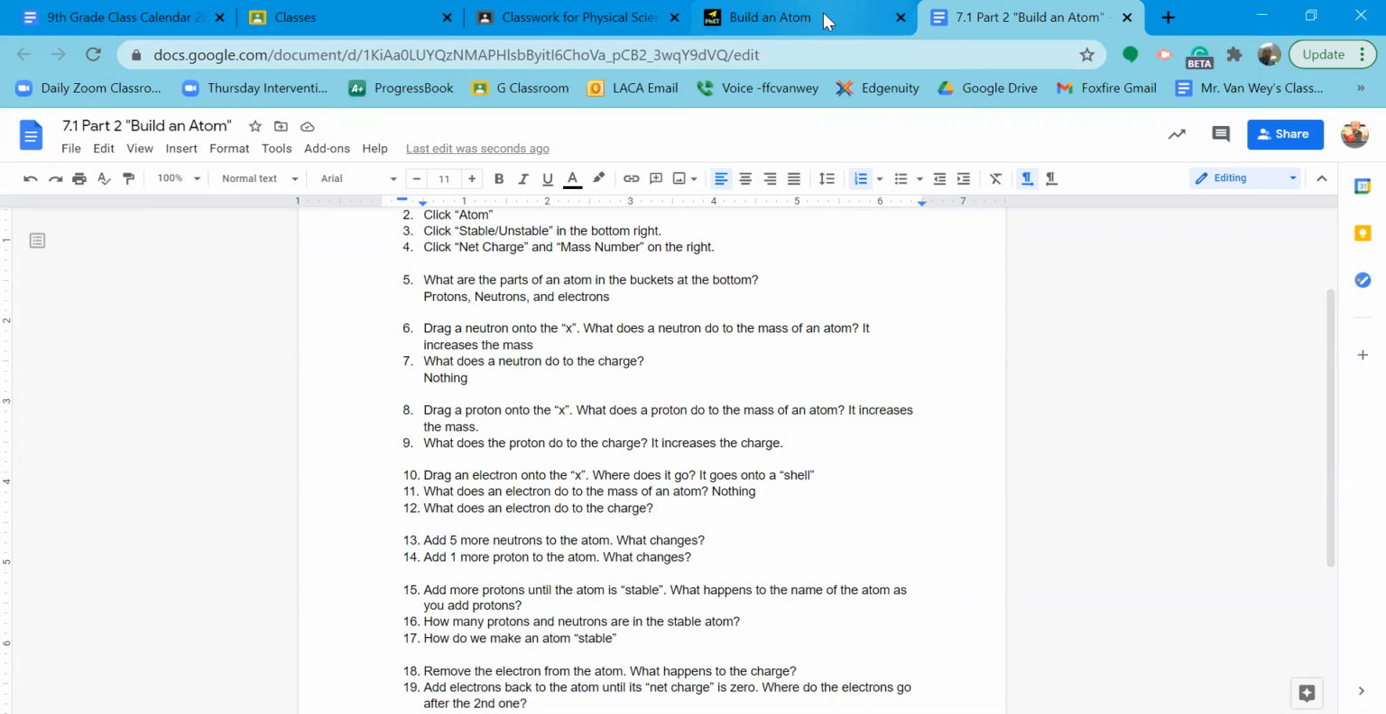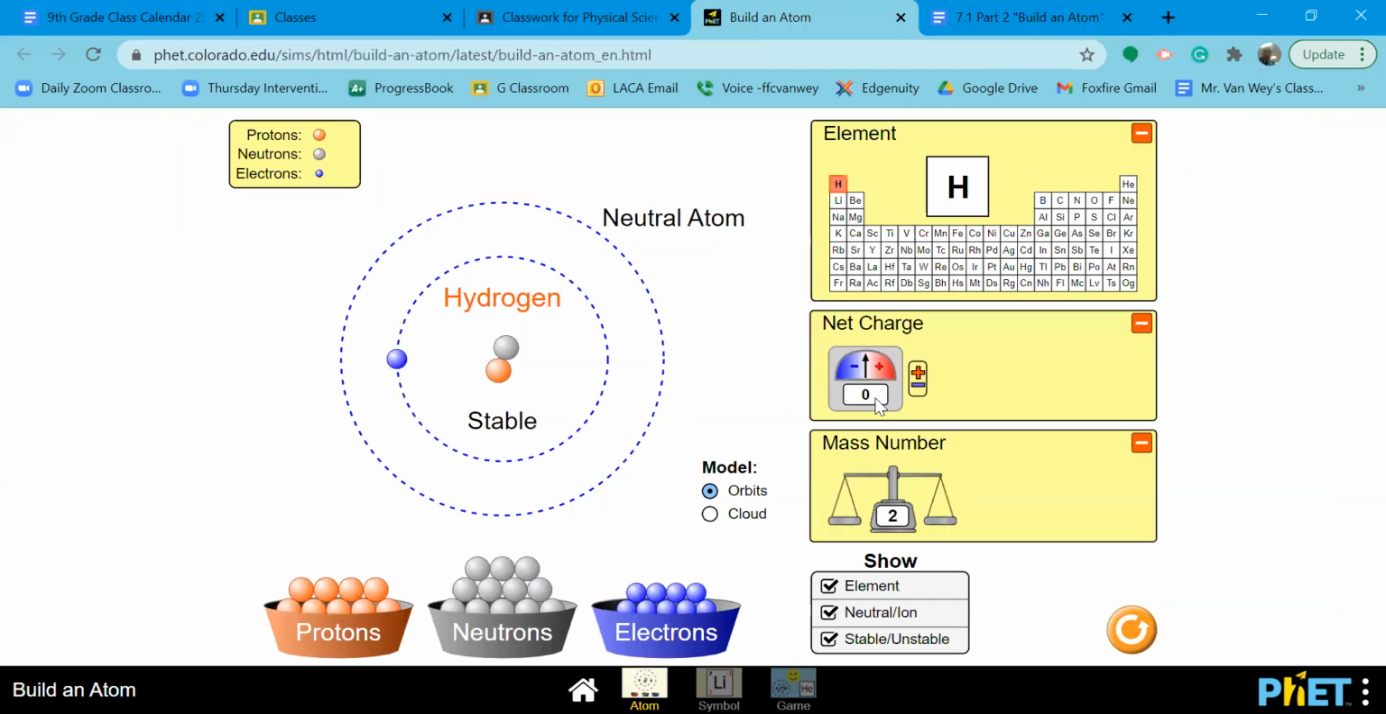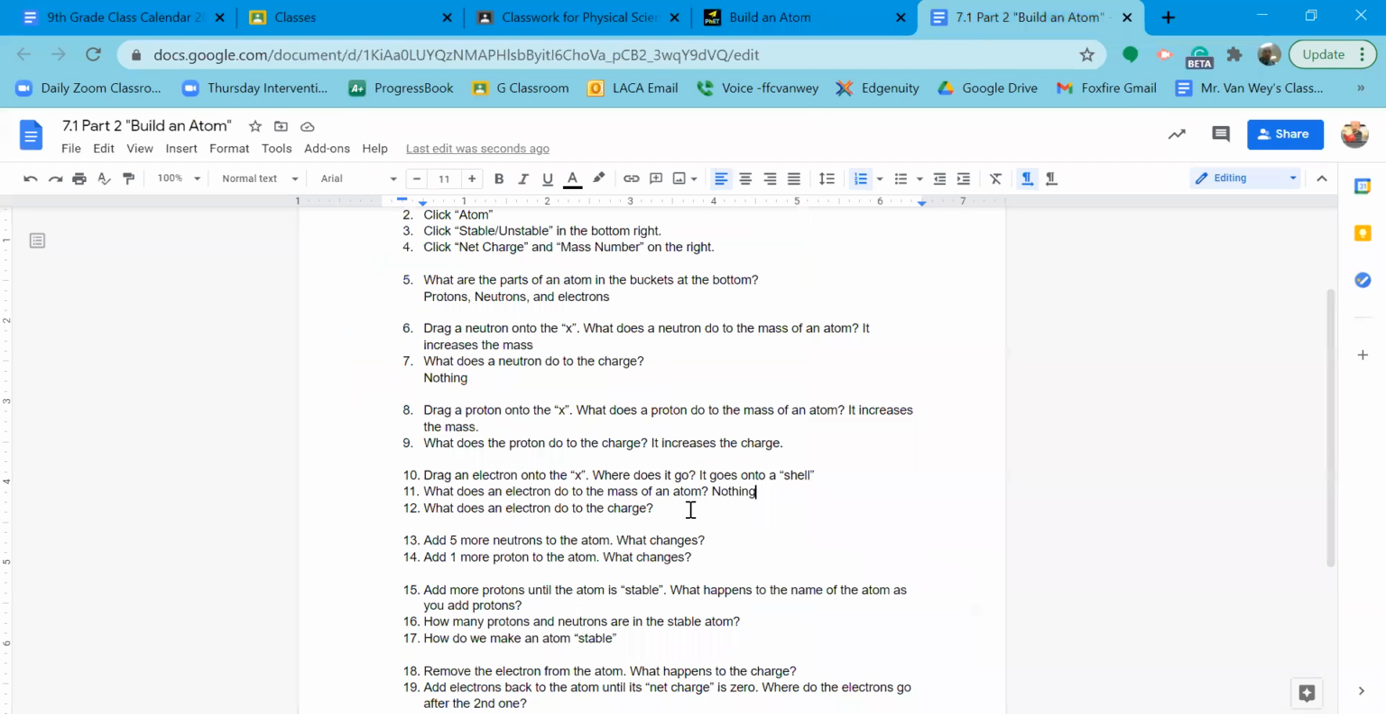And what does it do to the charge? Well, we can see it had a +1 charge, and so this decreased the charge. +1 minus 1 is 0, right? So it decreased the charge. Okay. It decreased the charge.